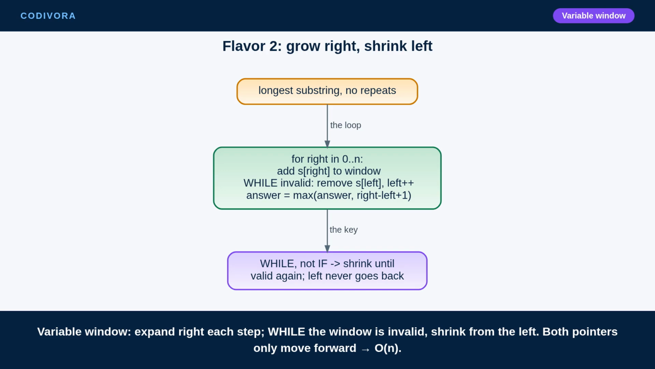Flavor 2, the variable window, the famous one. The template: for each right, add that element to the window. Then, while the window violates the condition, remove from the left and advance left. Then record the answer. Longest substring without repeats: the window holds a set. On a duplicate, shrink from the left until the duplicate is gone. The two keys: it's a while, not an if, shrink as far as needed, and left only ever moves forward. Both pointers travel the array once each, so despite the nested look, it's O of n. Say that amortized argument out loud.